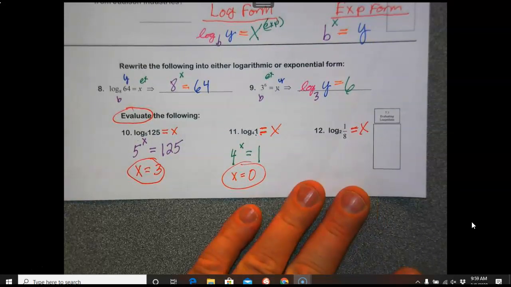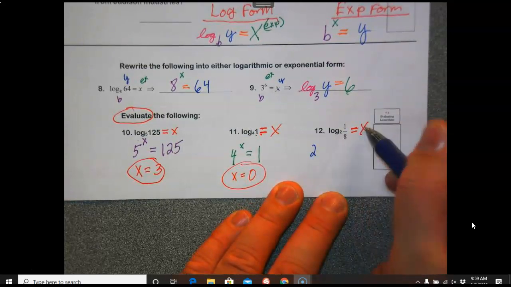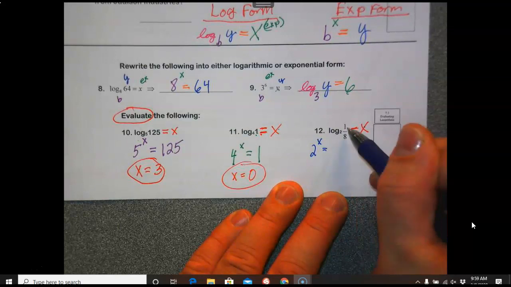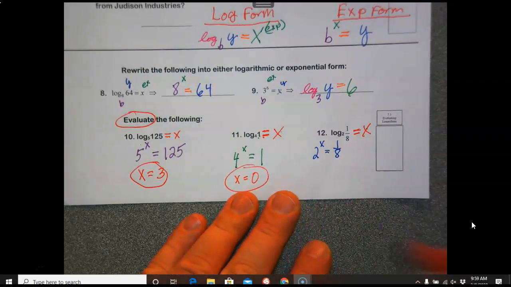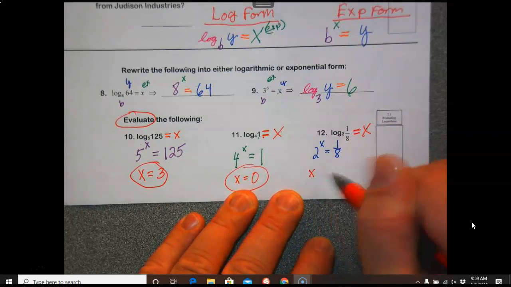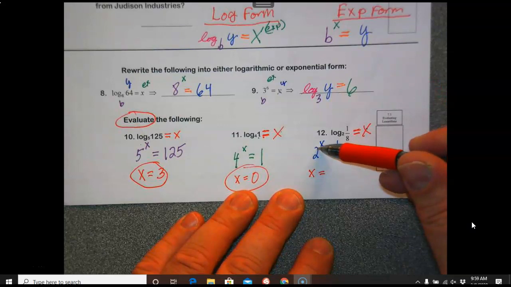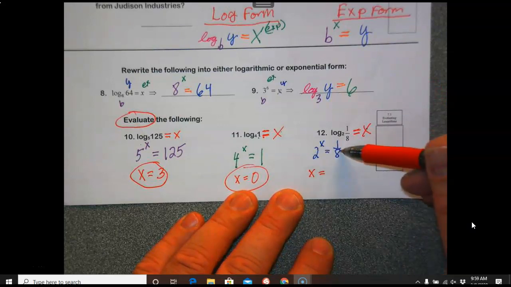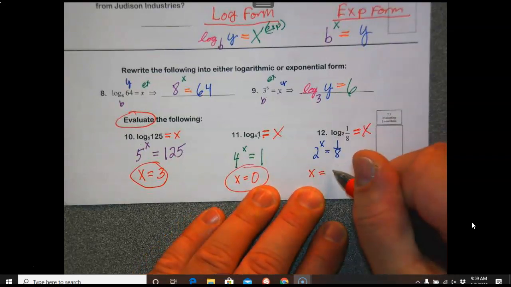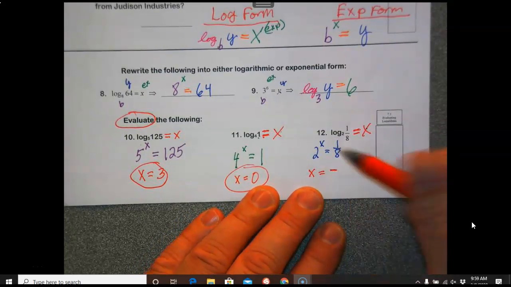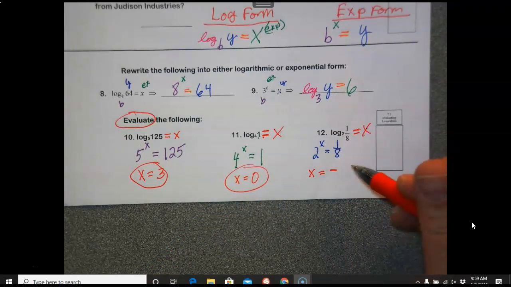Okay, let's do it again here. Base 2 to the x equals my y, which is 1/8. Now, I'm going from a whole number to a fraction. So the sign of my exponent has to be negative. Whether I'm going from a whole number to a fraction or fraction to a whole number, I'm going to have to flip it.